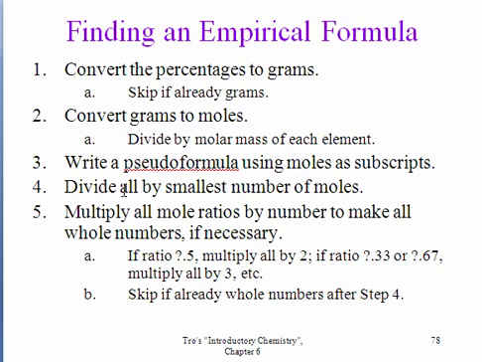So when we do step 4, divide by the smallest number of moles, and we get a value that has a 0.5 in it, then we multiply all the subscripts by 2. If we get a value that has a 0.33 or a 0.67, we multiply all the values by 3. And if we get something like 0.25, we multiply by 4. Those are the 3 most common scenarios.